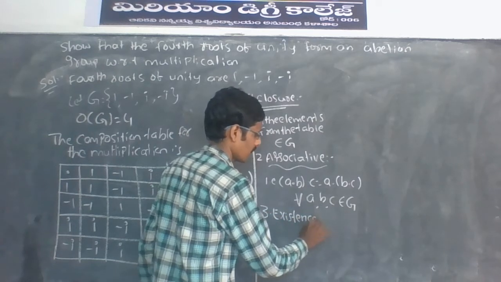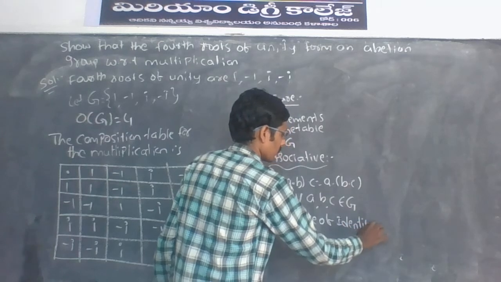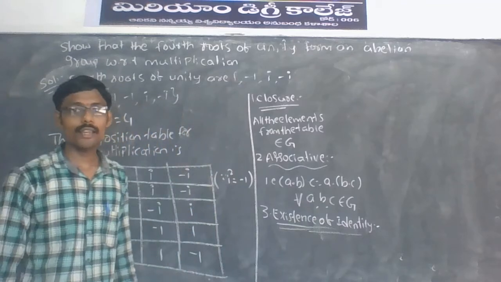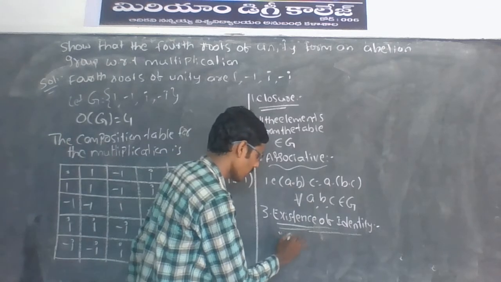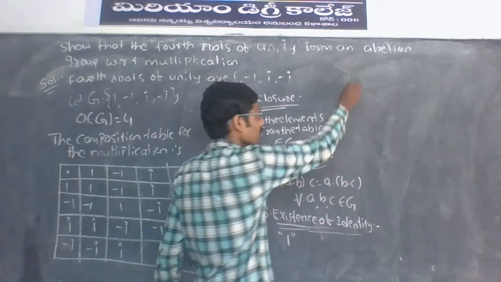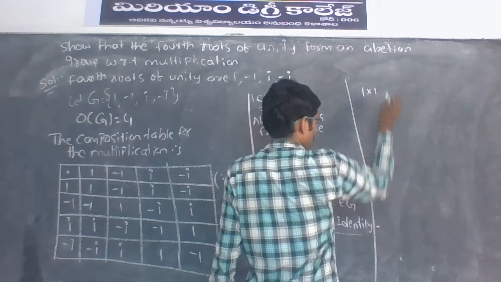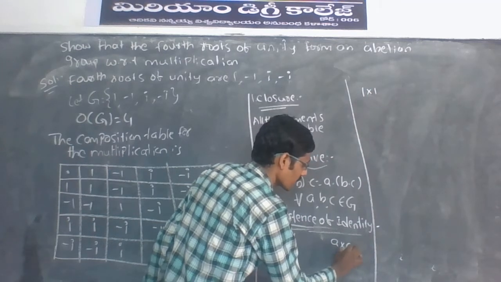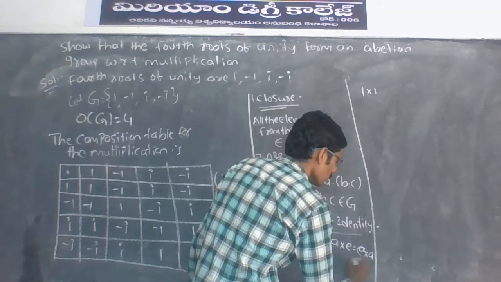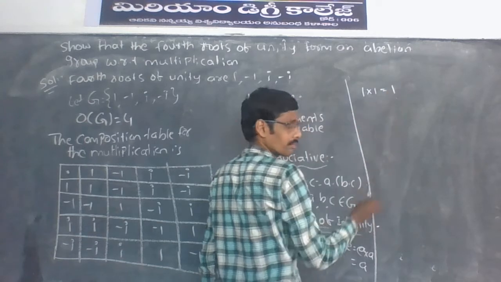Next, existence of identity. From the table, it is clear that 1 is the identity element. Identity property: A into E is equal to A, and E into A is equal to A.